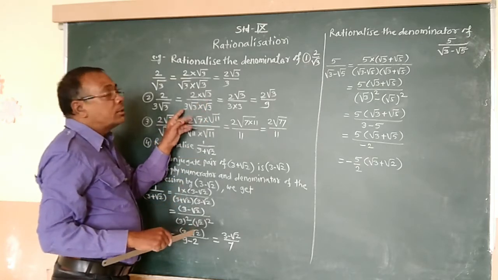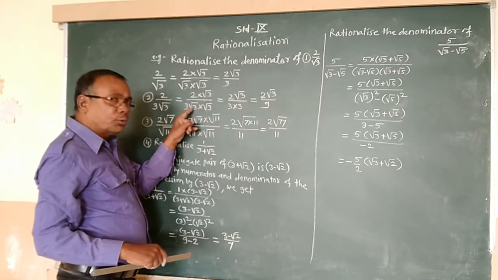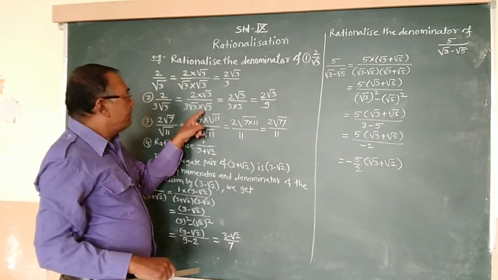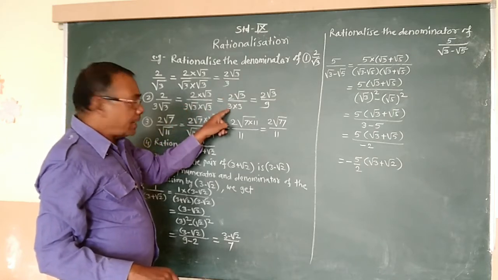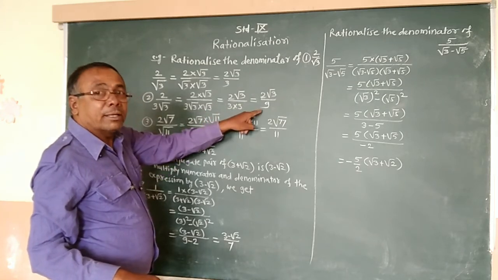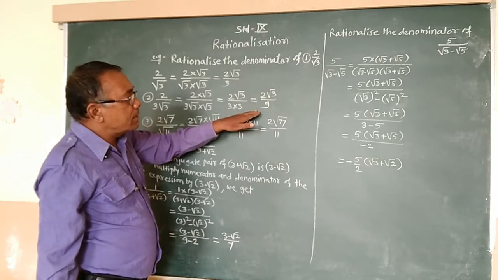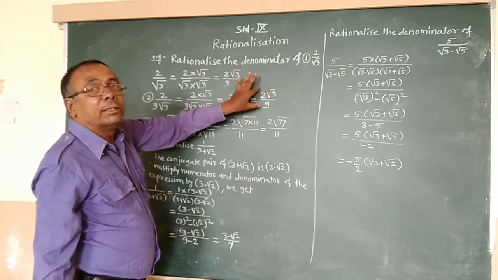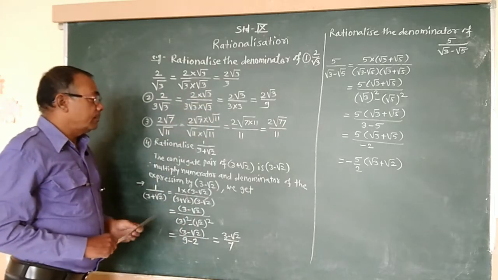Here, though 3 is there, don't multiply the numerator and denominator by 3. We have to multiply only by root 3, meaning numerator and denominator by root 3. So 2 into root 3 will be 2 root 3. Here 3 is there, and root 3 into root 3 will be 3, so 3 times 3 is 9. Here 9 is a rational number. In this way we have removed the irrational number by a rational number. So 2 root 3 upon 9 is the answer of the given expression.